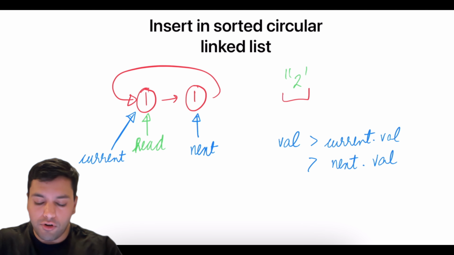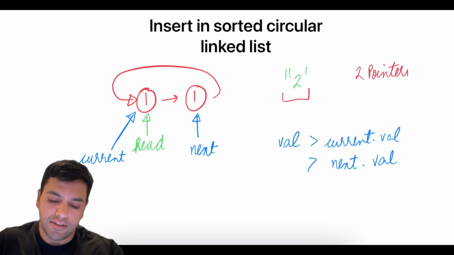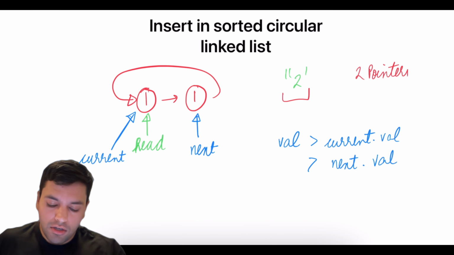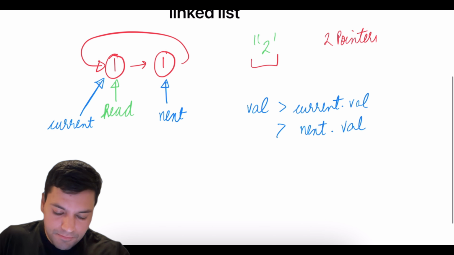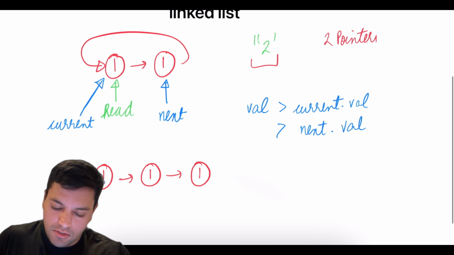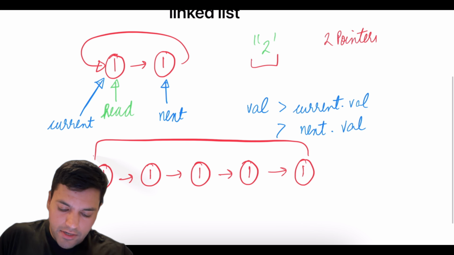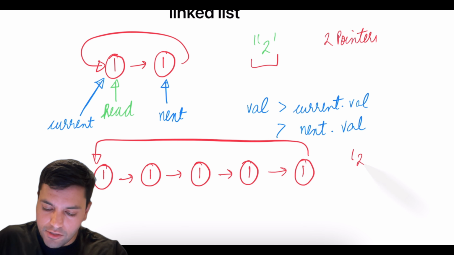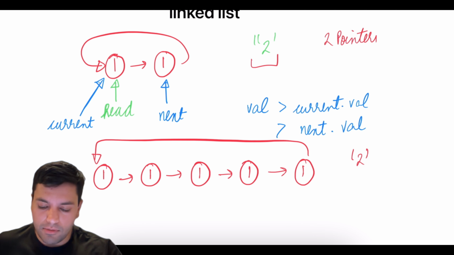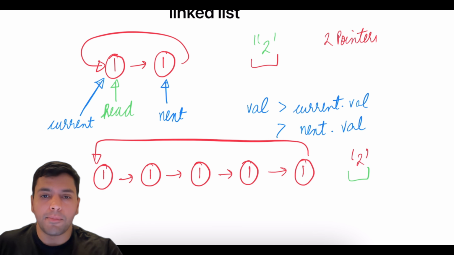But we should not deviate from our approach of using 2 pointers, and we should try to fit this value in between 2 pointers, current and next. So let me draw a bigger example to understand this easier. So let's say I have 5 nodes, each node has value 1, and I have to insert a value 2 in this circular linked list. So think about what could be the possible position for this value 2. So this value 2 can come in between any node.